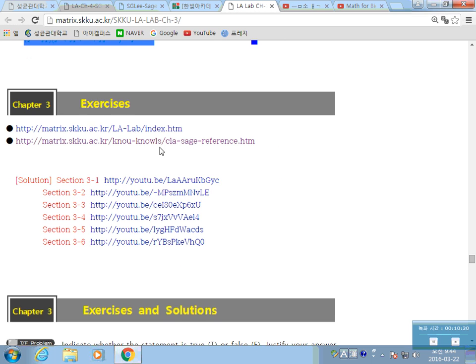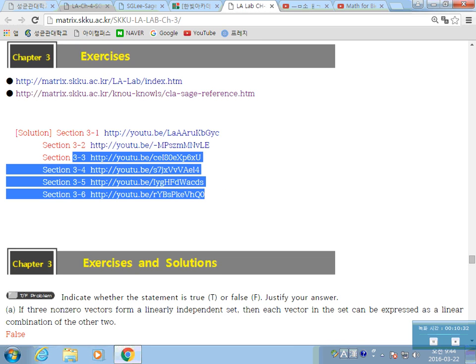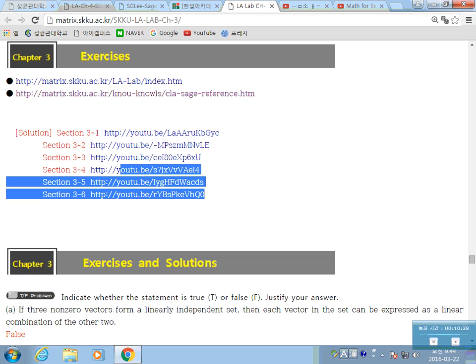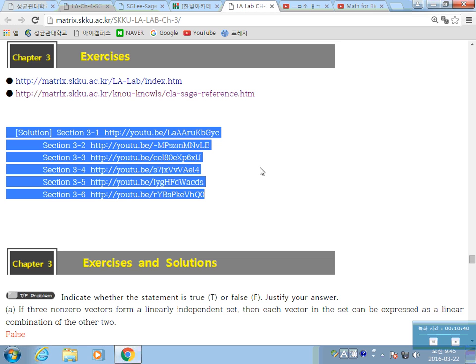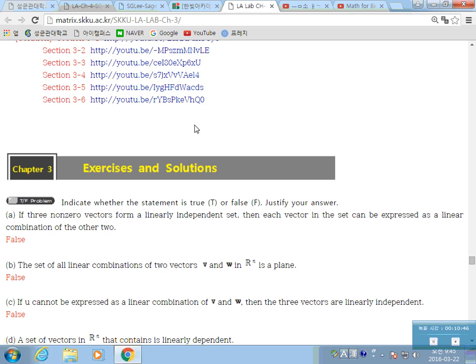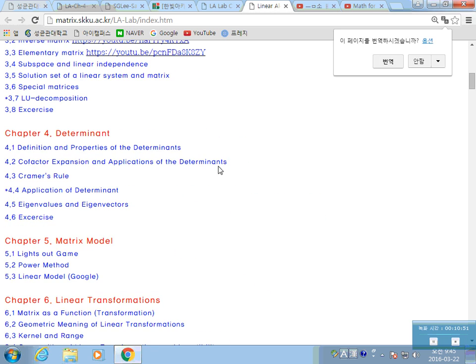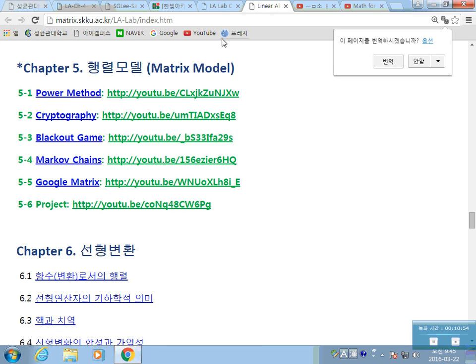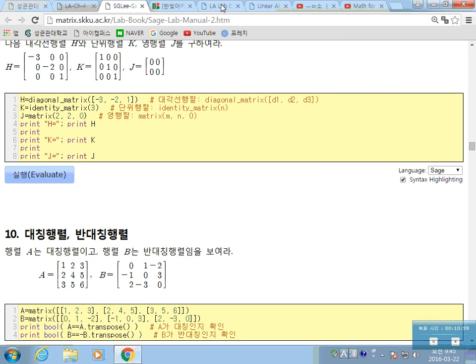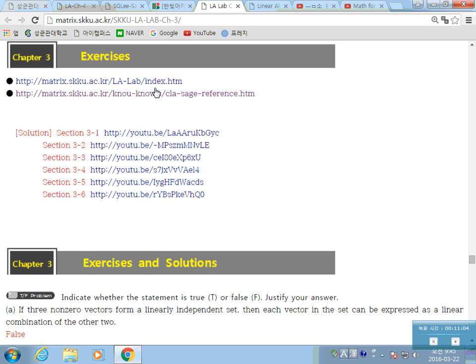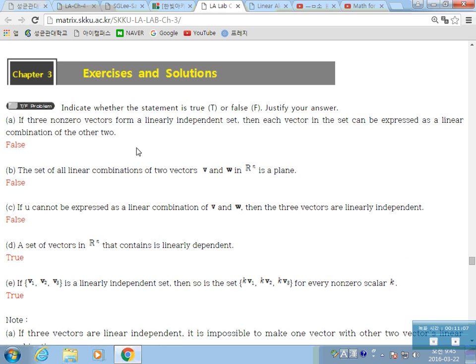And the others are the exercises. Here are the movie clips where my former student explained the solutions of each section. So you will see, you will check. And also there is a solution in here. I have uploaded the solutions, but here is the solution already.